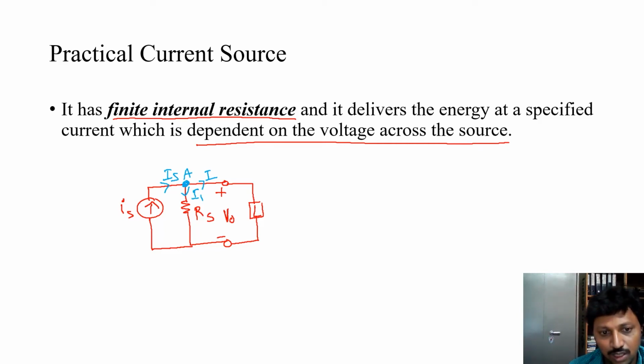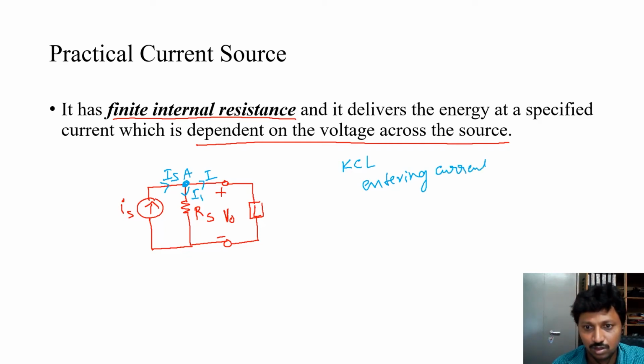Okay, so what is the I here? To find the I value, you need to apply KCL. What does KCL say? Entering currents is equal to leaving currents. Right, so this is the equation.